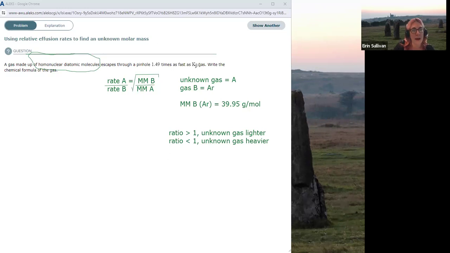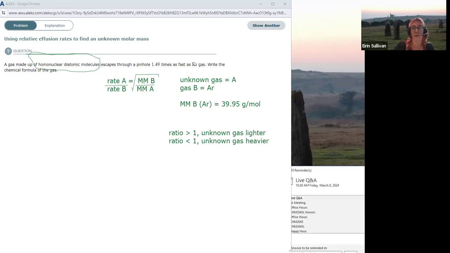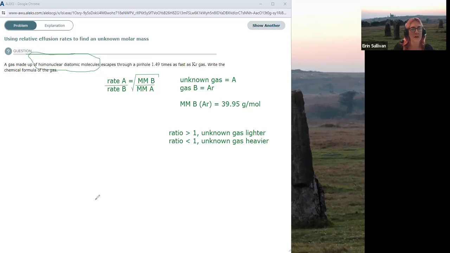So again, it's going to be lighter than krypton gas because that ratio is more than 1, okay. So what we do is we solve it in the same way, but just be careful at the end because that molar mass you're going to get is for the formula X, whatever the unknown gas is, subscript 2, okay, because it's a homonuclear diatomic. It's made up of diatomic molecules. So it's two atoms, the same identity bonded together as a molecule.